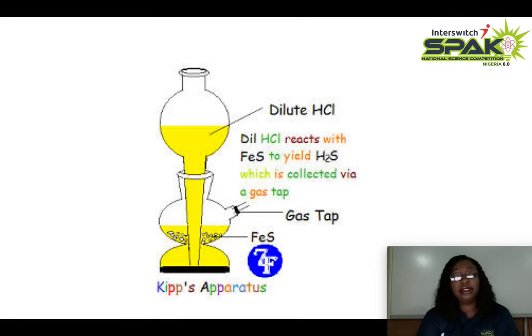This is the Kipp's apparatus. Yes, I know you are familiar with it. You can use it to produce an intermittent supply of gases in the laboratory. In this case, it is used to produce hydrogen sulfide. Another gas that it can produce is carbon dioxide. Carbon dioxide is used frequently in the lab, so the apparatus can be used to produce carbon dioxide.